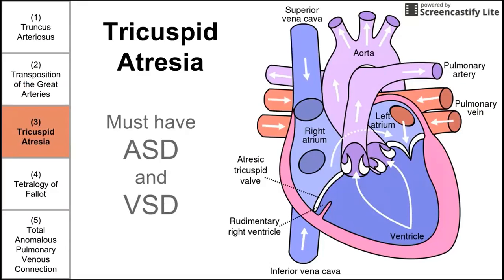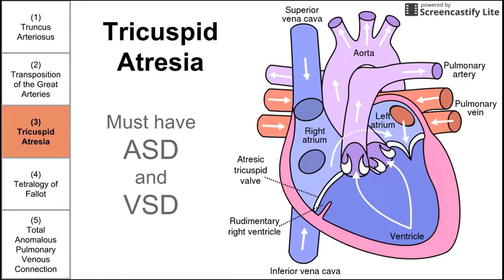So this means that in order for the blood to complete a circuit, you have to have both an atrial septal defect and a ventricular septal defect. Blood needs to be able to flow into the right atrium from the superior vena cava, through to the left atrium through an atrial septal defect, down into the left ventricle, and then back to the right ventricle through a ventricular septal defect.